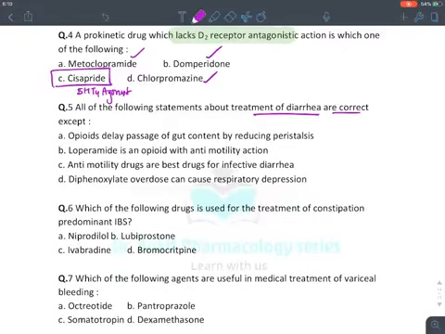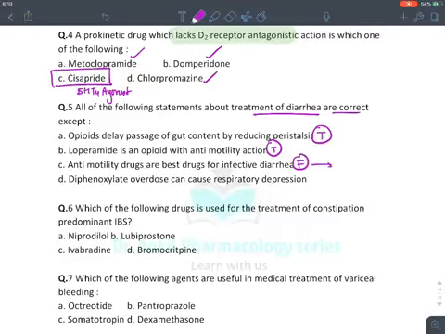All of the following statements about treatment of diarrhea are correct except. Okay. So opioids, they delay the passage of gut content by reducing peristalsis. Yes, opioids, remember, they reduce intestinal motility. It's absolutely true. Loperamide is an opioid with anti-motility action. It's absolutely true, and it has no addictive potential as well.